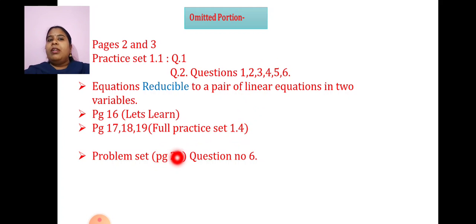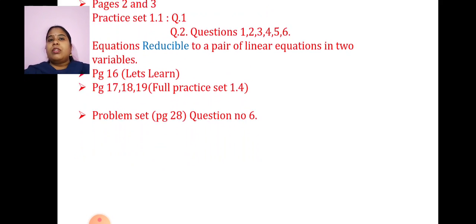Coming to the problem set, based on the same concept, that is equations reducible to linear equations, there was one question in the problem set on page 28, that is question number 6. Mark that as omitted. So these are the things that you don't have to study from chapter number 1. Please make a note of all these things.